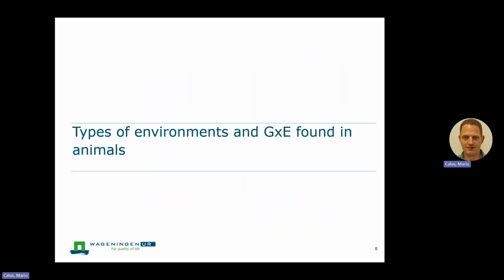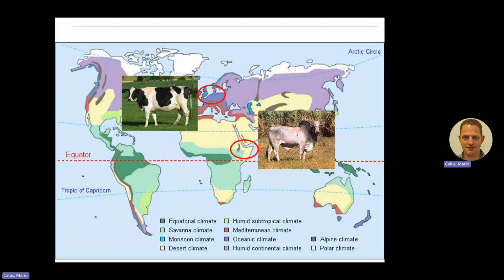So let's have a look at types of environments, but also G by E that has been found in animals. We can define environments at very many different scales, and perhaps, if you look globally, I guess you are well aware that close to the equator, the circumstances and the climate are very different than they are perhaps up north in Scandinavia or here in northwestern Europe. So that would be a very big change in environment.